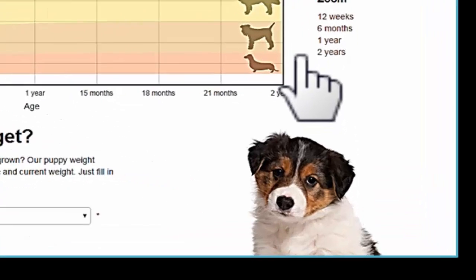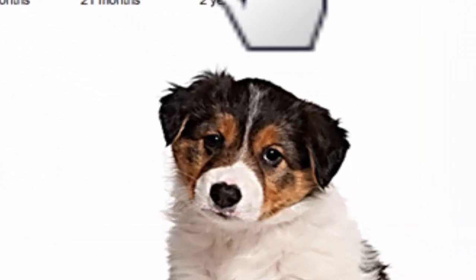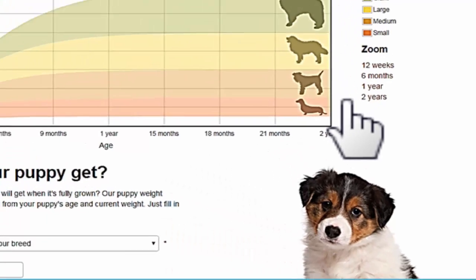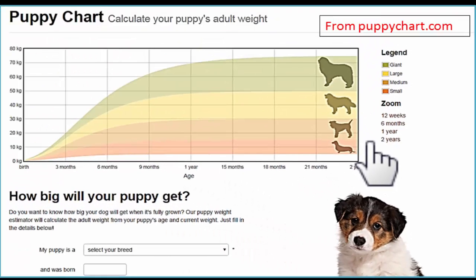Oh, such a cute puppy. How big will your puppy get? That's the question here. Well, because it turns out that the growth pattern of dogs is a continuous function. So we will be able to determine what will be the weight of your puppy after 2 years, right there.